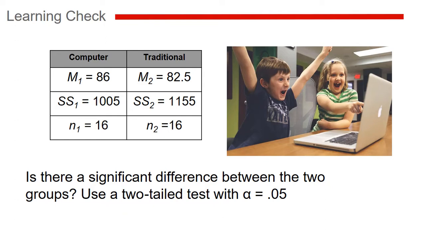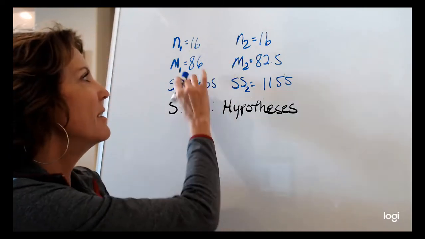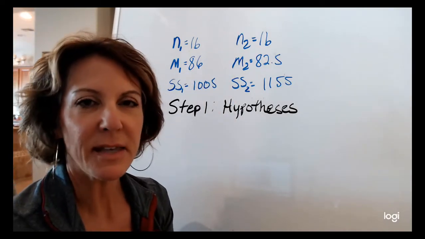So here's the data for the two groups. We have the mean of the first group and the mean of the second group. The first group is computer, the second group is traditional. We have sums of squares, and as a reminder, sums of squares is the sum of the squared deviations from the mean. It's what we use to find out variance and then standard deviation. And our n is listed as well for both groups. All right, let's go ahead and work this out on the board. So I've added our information on the board with our n, our means, and our sums of squares.